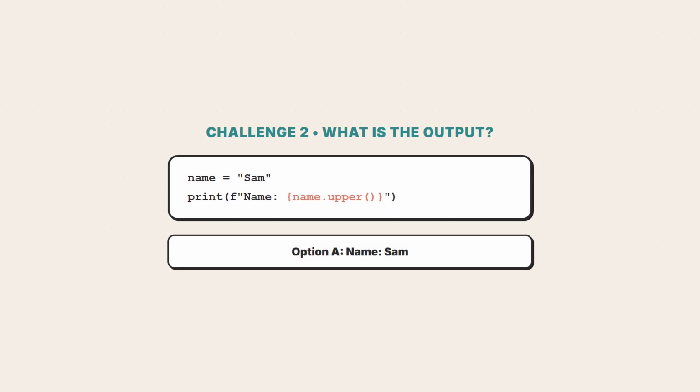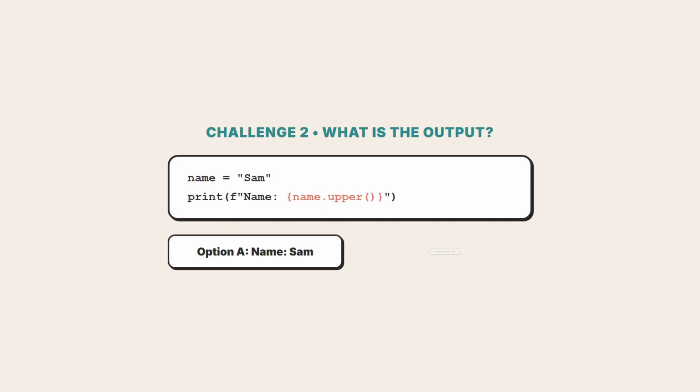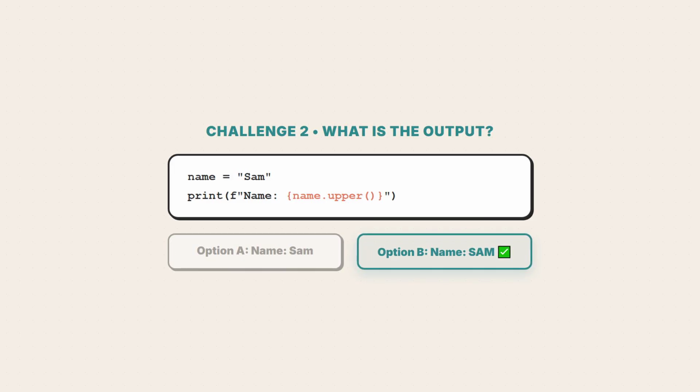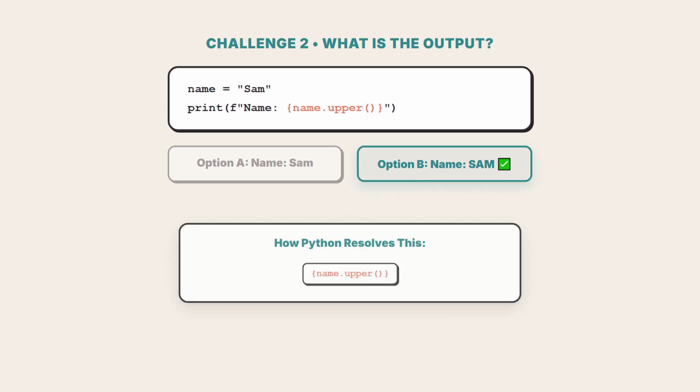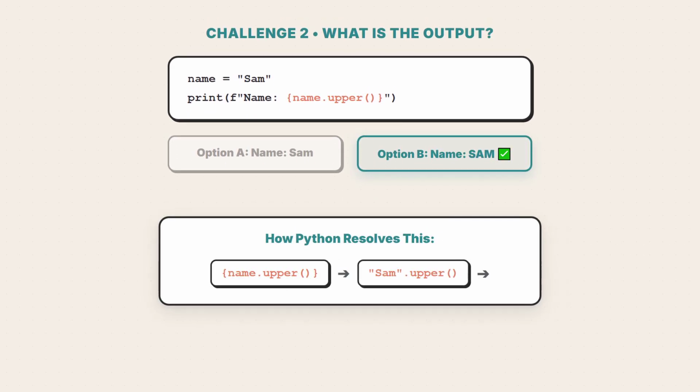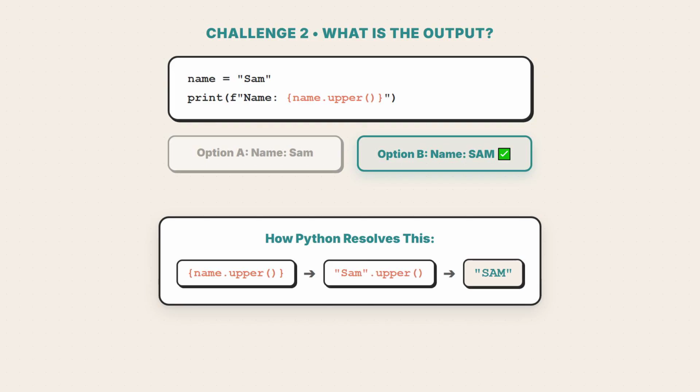Option A, name, Sam. Option B, name, SAM. Take a moment to decide. Ready? The answer is Option B, name, SAM. You can run string methods directly inside f-string curly braces, and here it capitalized the name.